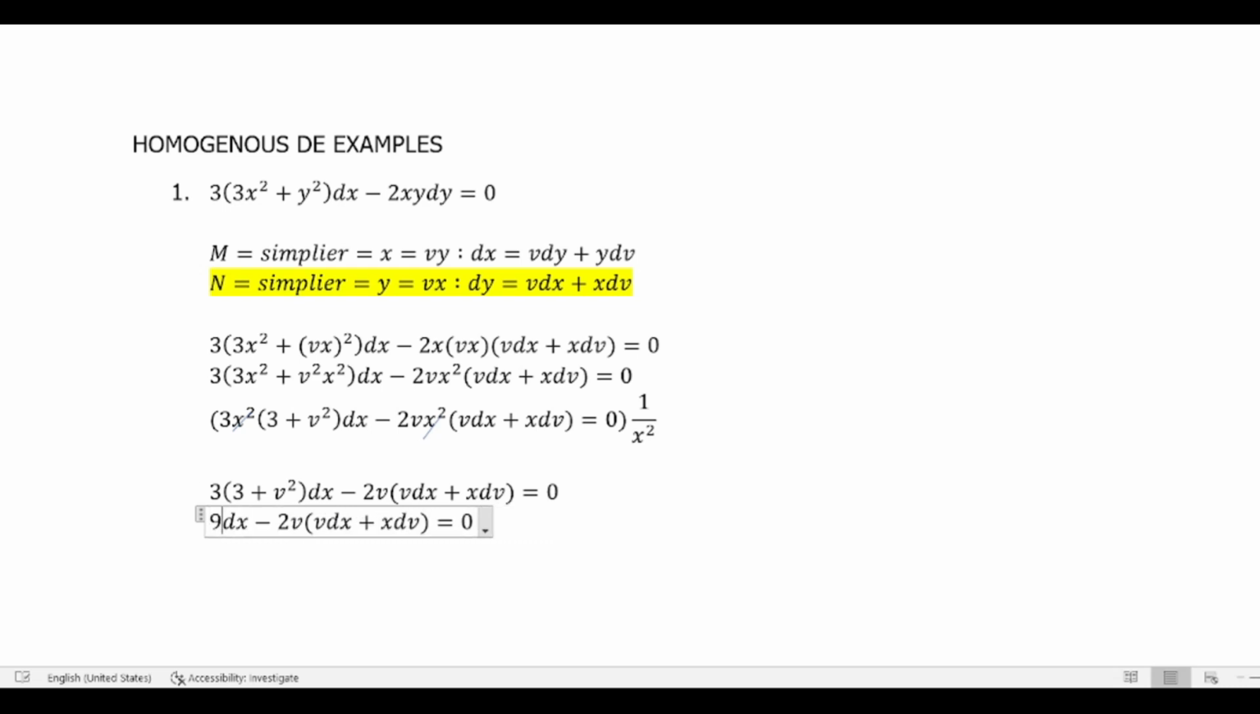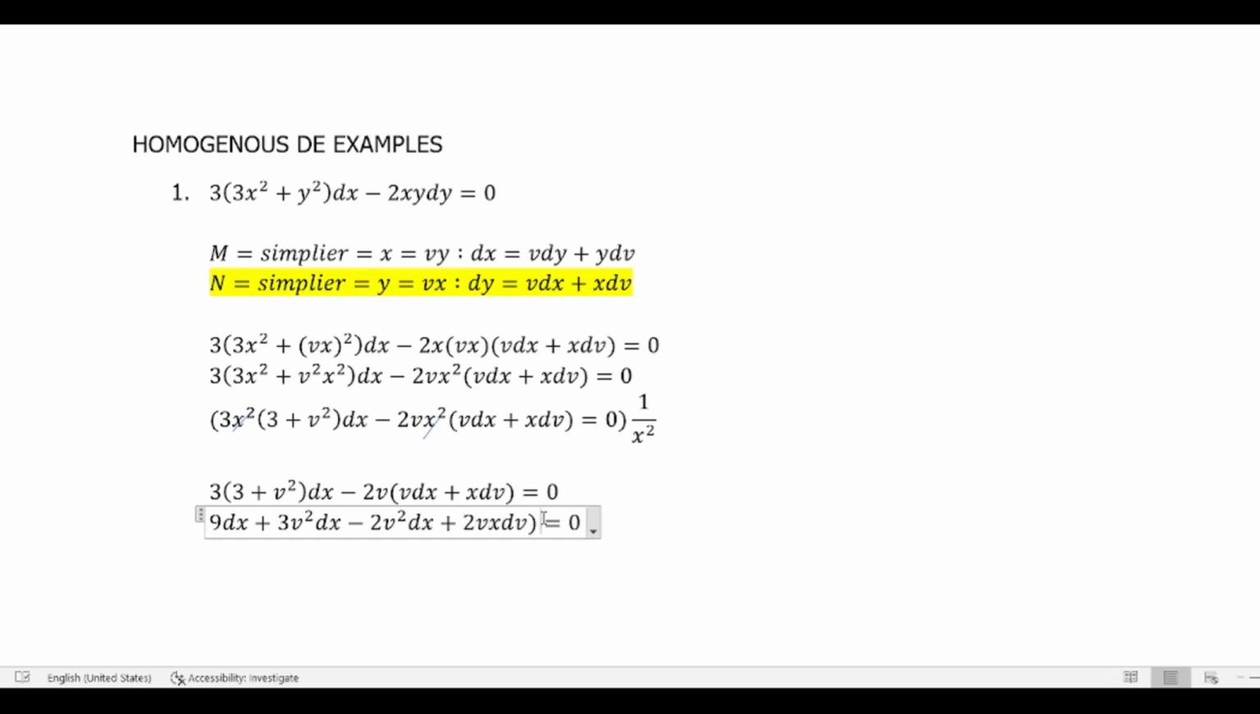And then we have dx, so 9dx, plus 3v squared dx, because this one is also denoted outside of the parenthesis, so we'll be multiplying it to this term as well. Now this one, we're just going to distribute this to each term, so this will be 2v squared dx, and then we're just going to put here 2b.